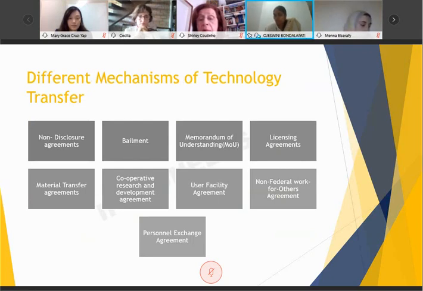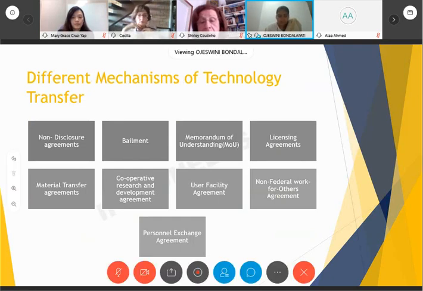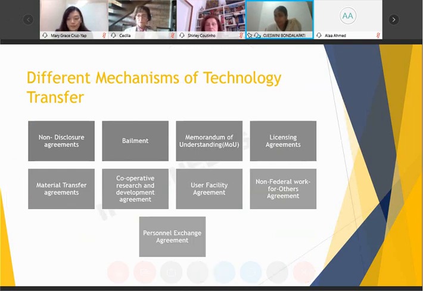And coming to the different mechanisms of technology transfer. We are well aware of licensing agreements and non-disclosure agreements. It is a basic thing that from the starting discussion between the organizations, everything should be confidential. That goes into a non-disclosure agreement. Bailment is where you're giving access or a loan of your equipment or machinery for a time being. You're not transferring your ownership for that.